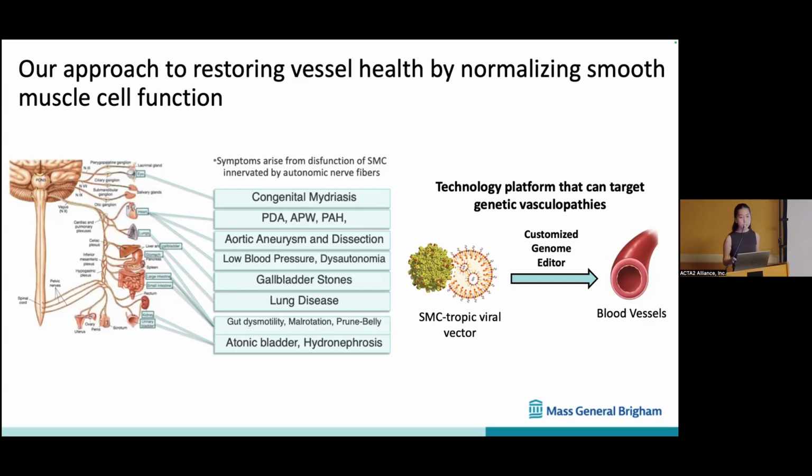So in order to treat ACTA2 MSMDS, we developed a technology platform that can target genetic vasculopathies using a smooth muscle cell tropic or specific viral vector. This is called AVPR. It's derived from an AAV9 serotype. And into this vector, we packaged a customized genome editor, which we then deliver directly to the blood vessels.